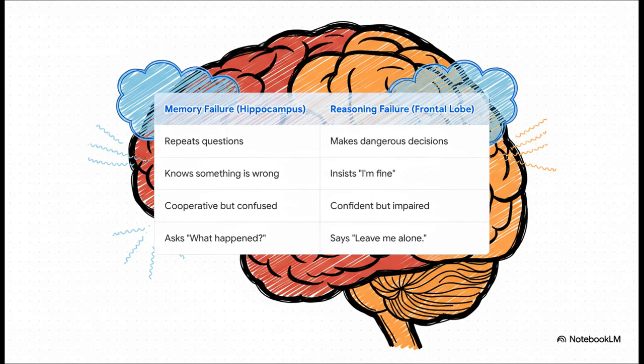So let's put these two patients side by side. On one hand, you've got the patient with memory failure. They're confused, but they're usually cooperative. They know something's wrong, and they keep asking, what happened? Now look at the patient with reasoning failure. They're the exact opposite. They are confident, but they are dangerously impaired. This is the person who insists, I'm fine, while trying to make a decision that could get them killed. One is confused, the other is a hidden danger.